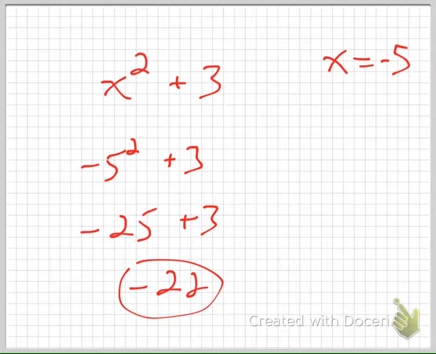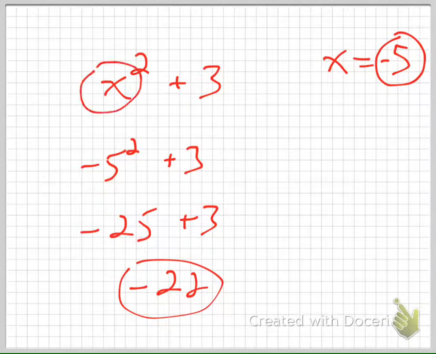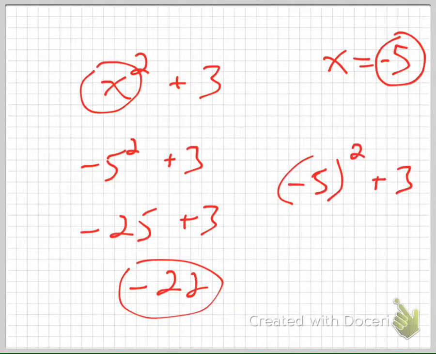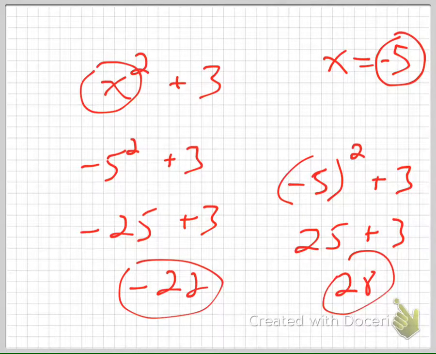That's not true. Because what do I have to do with this negative 5? You put it in parentheses, always. Whenever you're plugging it in, you put it in parentheses. It would be (negative 5) squared plus 3, which is 25 plus 3, which is 28. Is there a difference between these two right here? Yes. I show you all these things just so that you'll understand that when you plug things in, you put them in parentheses.